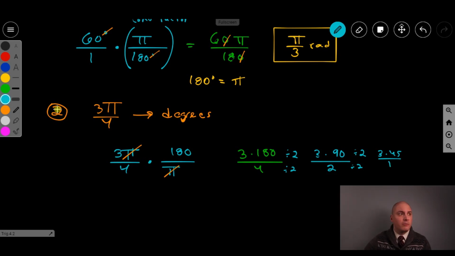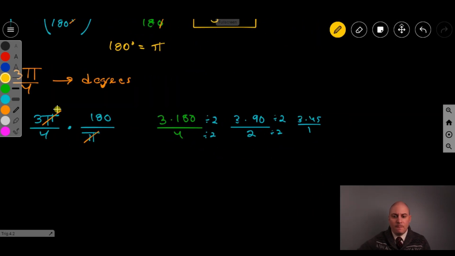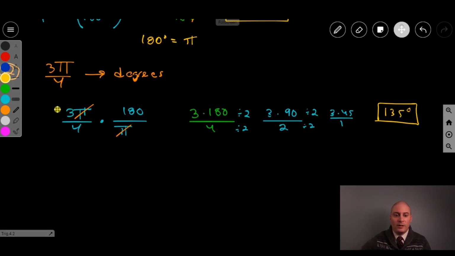So I've got to think, what's 3 times 45? Well, 2 times 45 is 90, and then 90 plus 45, sorry, I already said the answer. It's 135. 135 degrees. So 3 pi over 4 is equal to 135 degrees.